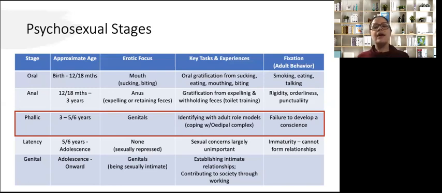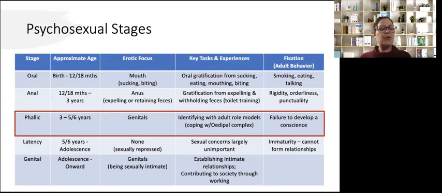Now, there are a number of things going on during this stage that Freud theorized on. One of them was the Oedipal complex. So this is where children are more attached to their parents of the opposite sex. And you can read about this in detail. This is based on a Greek drama where the main character was in love with his mom and he killed his dad, and that's where we get the Oedipal complex, because it was Oedipus, the Greek drama that the name came from.